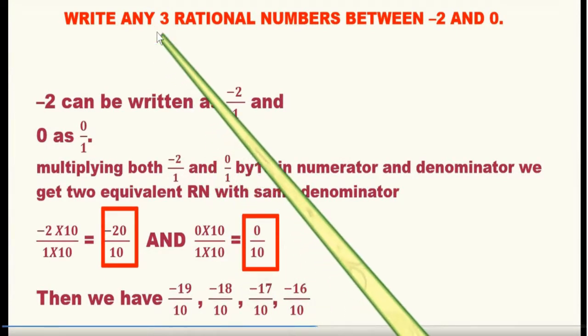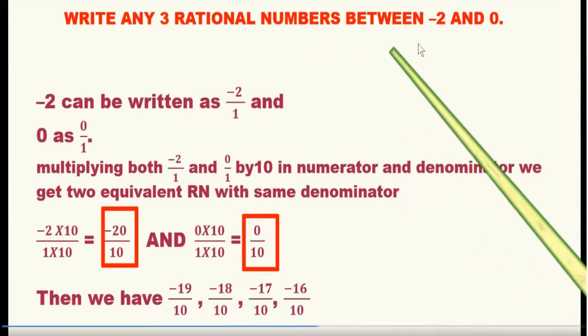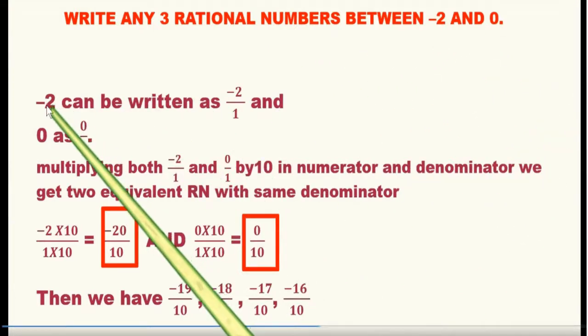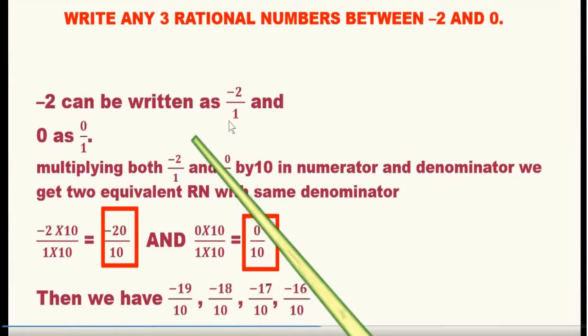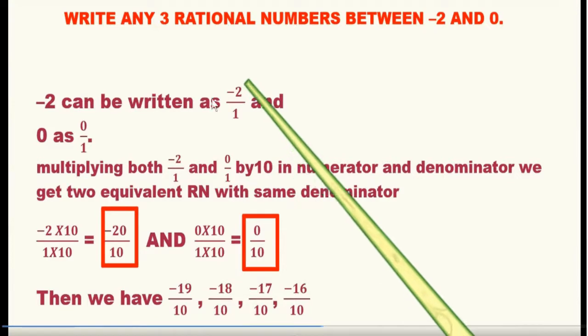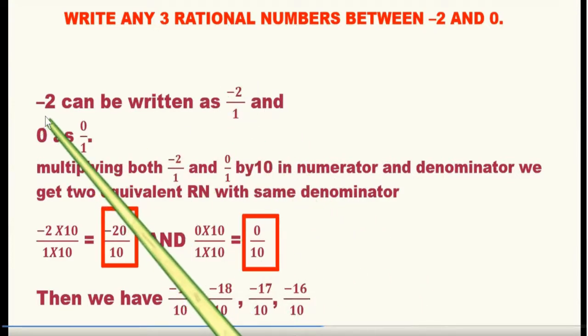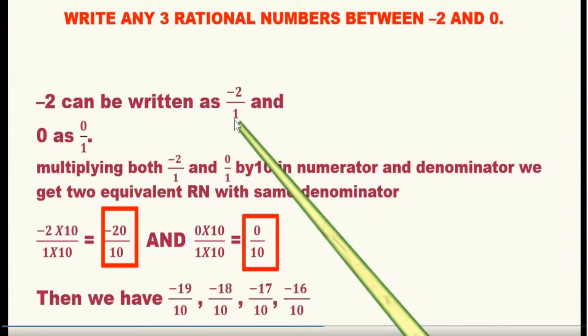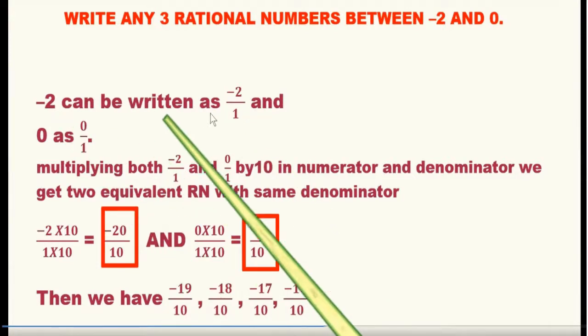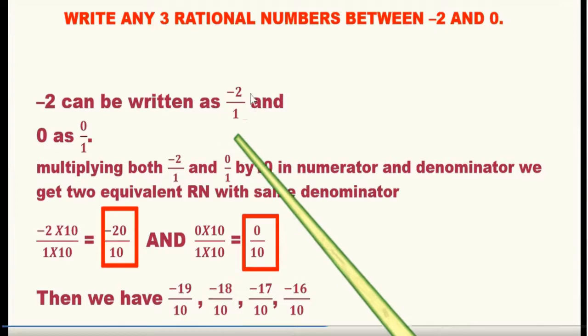Here we are going to find three rational numbers between minus 2 and 0. Minus 2 is an integer. We are going to convert it into the form p by q, which is a form of rational number. For that, we will divide minus 2 by 1 and bring 1 in the denominator. Thus, we have converted the integer minus 2 into a rational number form.